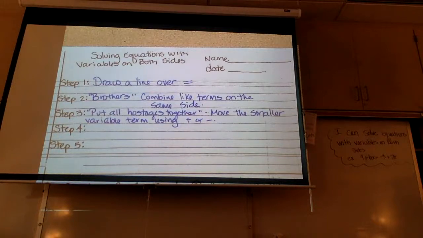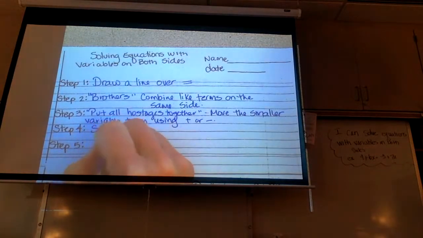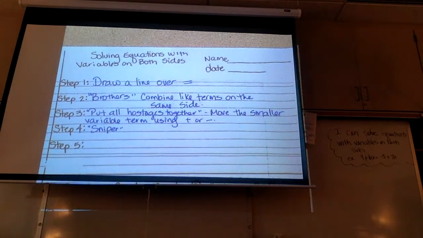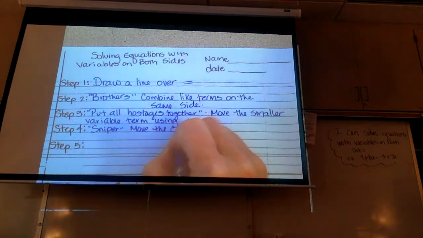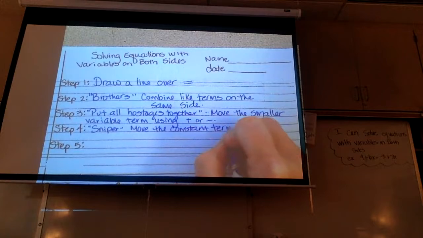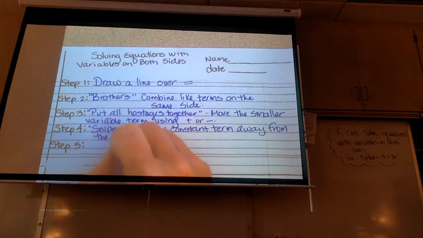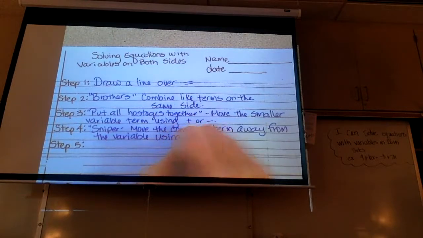Our fourth step is we're going to move the constant, if there is one, away from the variable side. That's what's known as taking out that sniper. Okay, so at this point you'll have a sniper possibly. So we're going to move the constant term away from the variable side using addition or subtraction.